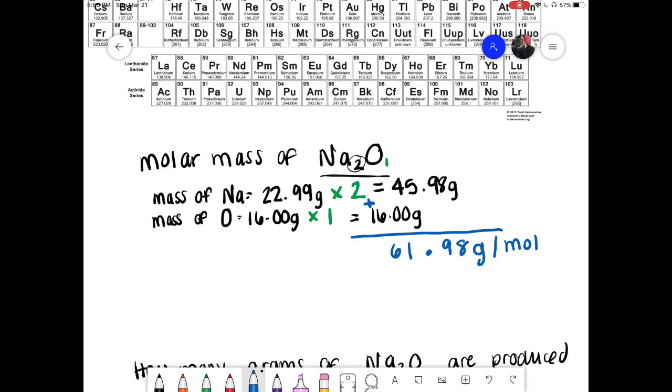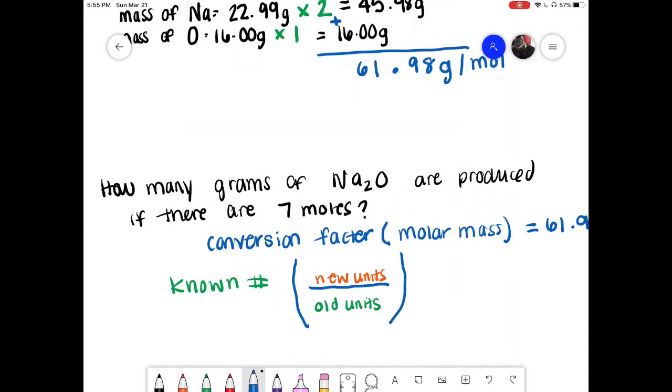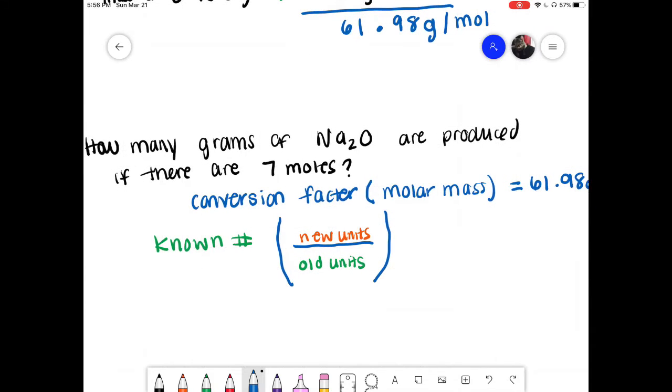So now that we know how to find the molar mass of a molecule, we can start converting, using that number as our conversion factor to help us get between grams and moles of a molecule. So our first question is, how many grams of Na2O are produced if there are 7 moles of it? So same setup as before, our known number times our new units over our old units. Our conversion factor for this question is going to be our molar mass, because we know that for every 1 mole, we're going to have 61.98 grams.